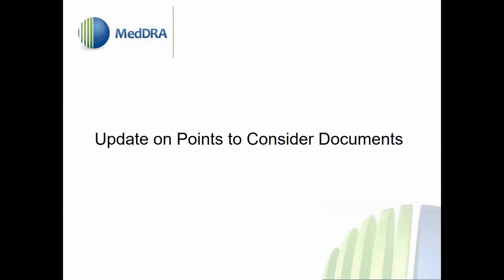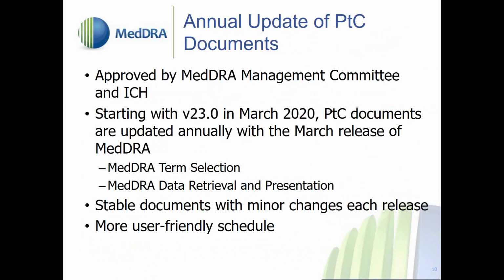Now we're going to update you on a little change we're having with the points to consider document. We're doing a little switch from our regular twice a year update to now once a year. This change was approved by the MedDRA Management Committee and the ICH. Therefore, starting with version 23.0 in March, the points to consider documents are only going to be updated once a year with every March release. The points to consider documents which will be affected are the MedDRA term selection document, as well as the MedDRA data retrieval and presentation document.